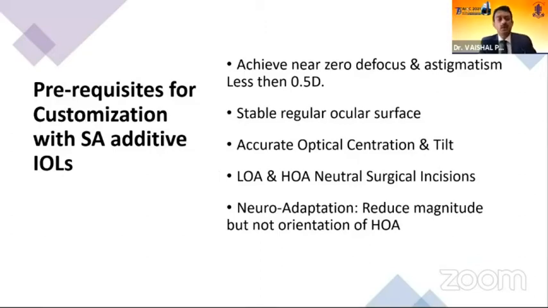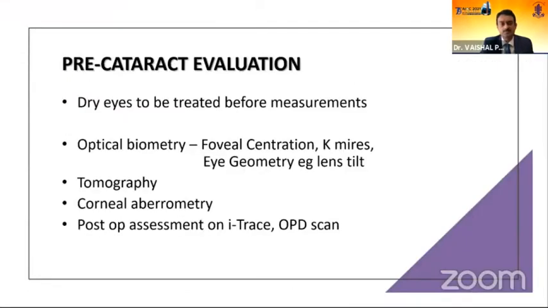So a prerequisite for customization of spherical aberration is near zero defocus, meaning less than 0.5 would be ideal, and a stable regular ocular surface, which I'm sure one of my colleagues is going to dwell on, how dryness should be treated before going to a premium IOL. And surgically, it has to be flawless optical centration, and the tilt has to be taken care of. Neuroadaptation can adapt some amount of spherical aberration, but not the orientation of the higher order aberration. So dry eye needs to be treated before measurements.